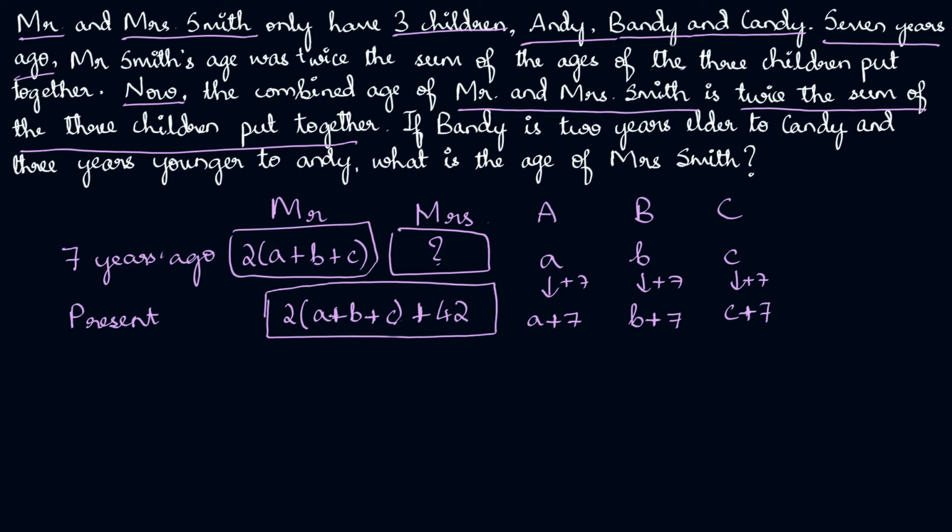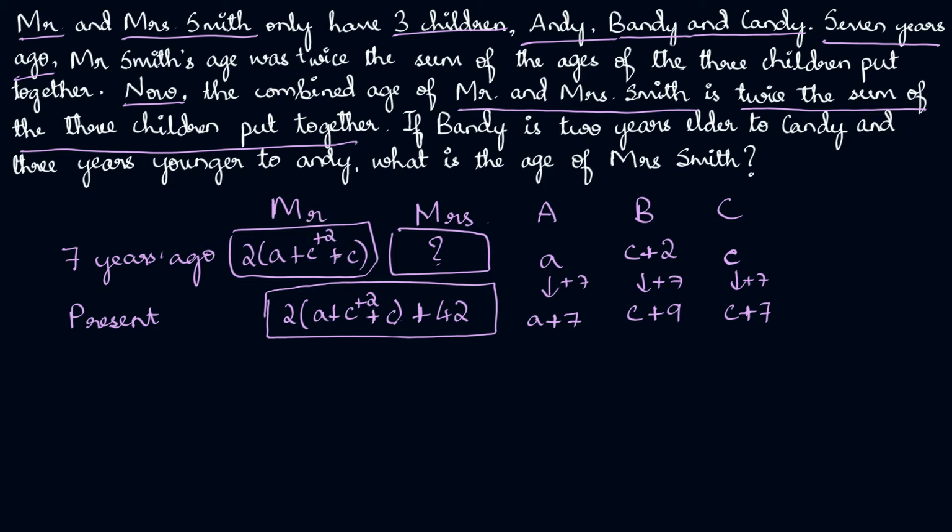Right, so let us look at the third piece of information we have. Bandy is 2 years elder to Candy. So if Candy's age is C, B will be C plus 2. So this will become C plus 2 and this will definitely become C plus 9. And of course, everywhere B will be, okay, there is something wrong. B will be C plus 2, so I'll write it as C and a plus 2 on top so that it doesn't get left out.